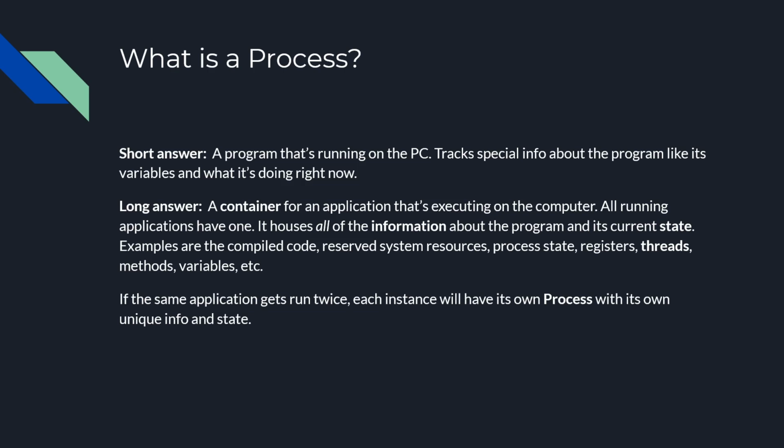A process is for one thing at a time, each application that gets run. And this is actually how you're able to have two browsers open at the same time, and they're not mixed up about who's who, because they're different processes. And the process also holds all the information about the program and its current state. Examples are your compiled code, the reserved system resources, the state of the process, which is some complicated stuff, all the registers, the threads, your methods, variables, etc.